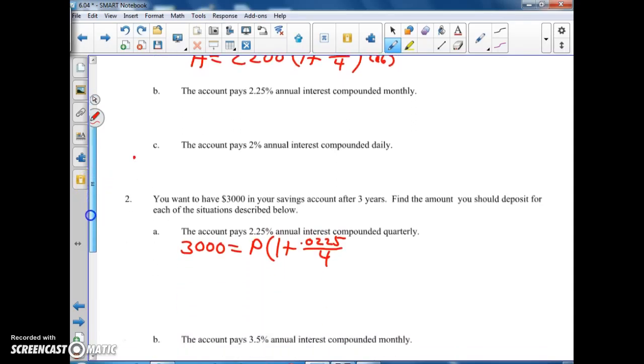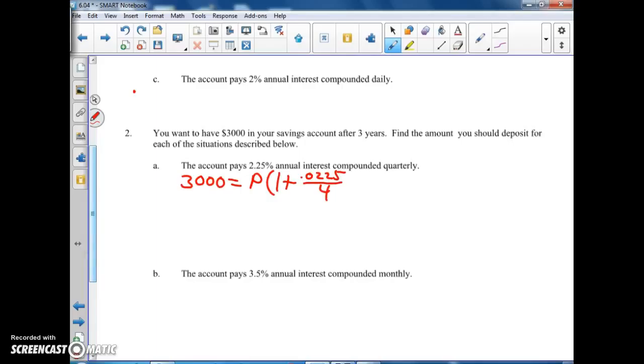Okay, let's go to number 2A to give you some guidance. You want to have $3,000 in your savings account after 3 years. Find the amount you should deposit for each of the situations described below. So you see that the ending amount you want is 3,000. So A is 3,000 equals P, and P is what you've got to solve for. It's the principal. And then 1 plus the interest, 0.0225 divided by 4, because it's quarterly. Now to what power? To the 12 power, 4 times 3, right? Okay, so we got that.